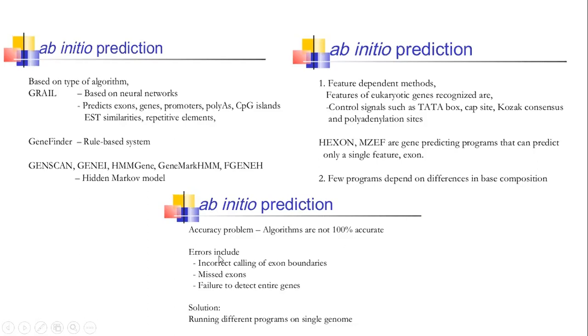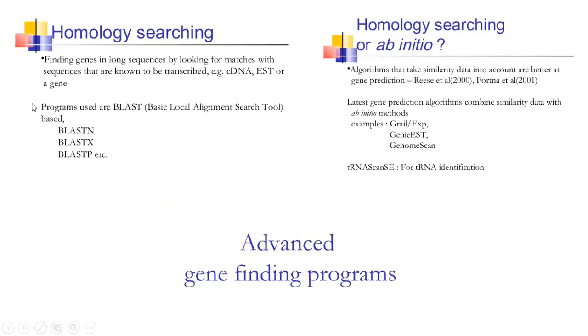There is an accuracy problem. The errors in the sequence are incorrect calling of exon-intron boundaries, missed exons, and failure to detect an entire gene, which sometimes happens. So you need to use more than one algorithm to come to a conclusion that this is consistently the gene sequence for the given gene I'm looking for. One more thing is called homology searching. Finding genes in long sequences is based on whatever is transcribed, for example, cDNA and ESTs of a given gene. You BLAST specific given genes against a genome, or you BLAST two genomes at a time through BLASTN, BLASTP, or BLASTX.